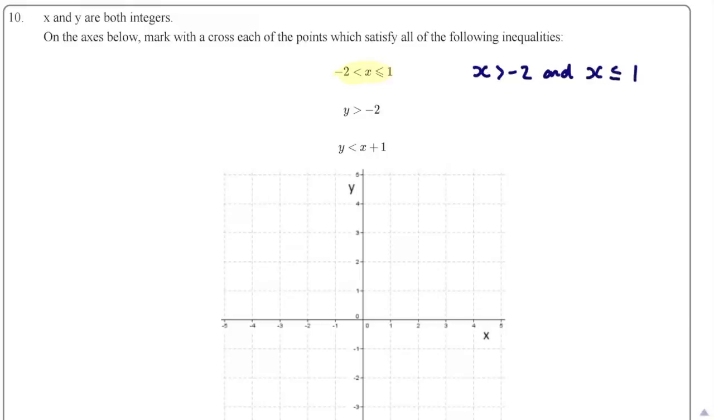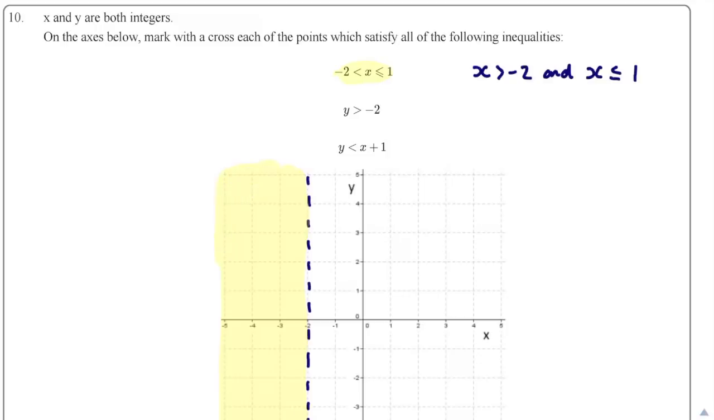So the line x is greater than minus 2 is the line that goes through the point x equals minus 2, which is parallel to the y-axis, and that's going to be a dotted line because we have a strict inequality. Okay, and I'm going to shade away the region that we don't want. So we don't want any values of x which are less than minus 2. So that's going to be this whole region behind here.